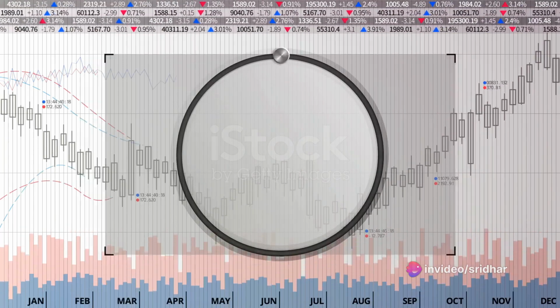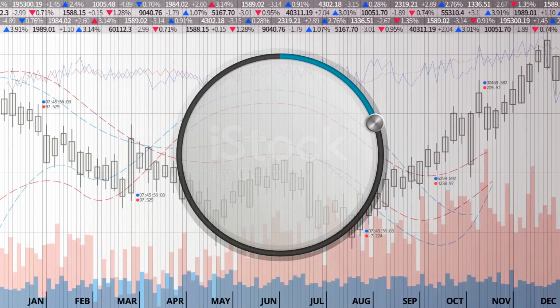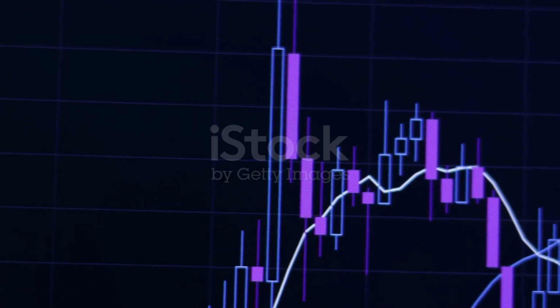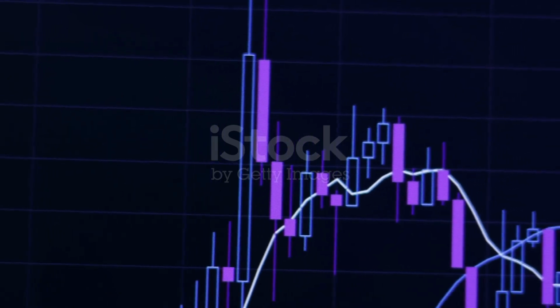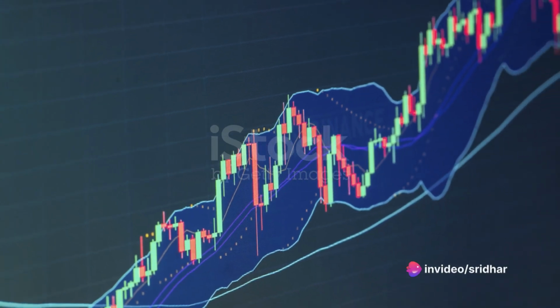But what do these levels mean? Well, they represent potential support and resistance levels where the price might reverse. These levels are percentages based on the Fibonacci sequence, a sequence where each number is the sum of the two preceding ones. The most commonly used levels are the 23.6, 38.2, 50, 61.8, and 78.6% levels.